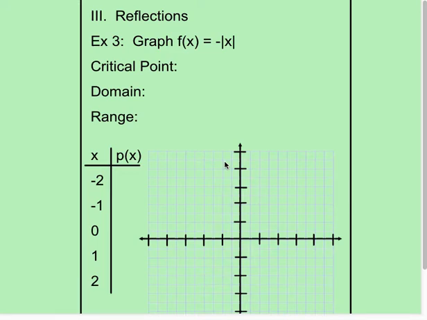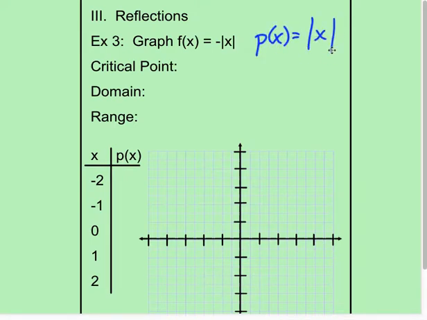Next, we're going to take a look at reflections, or flipping the graph. Again, as a reminder, if the negative is on the outside, it's a vertical reflection. If it's on the inside, it's a horizontal reflection. So I'm going to start by identifying the parent function.